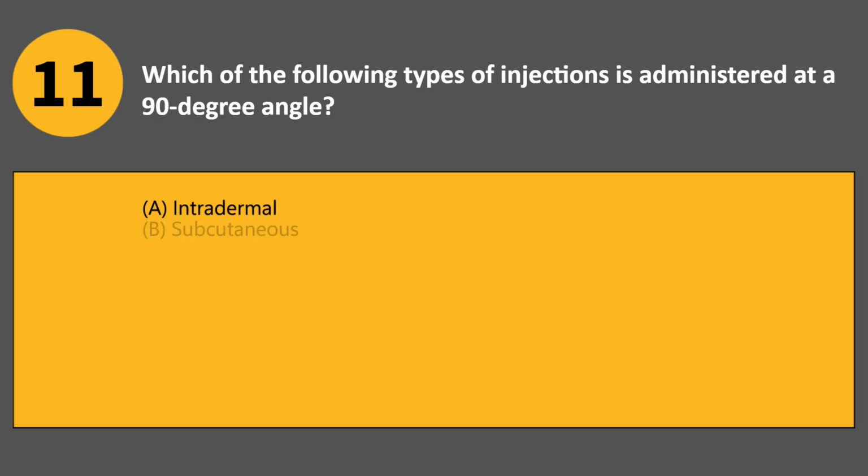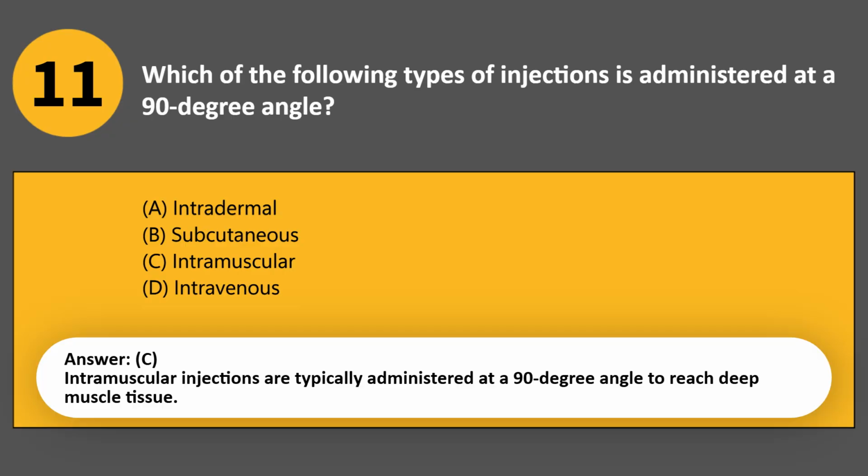Which of the following types of injections is administered at a 90-degree angle? A. Intradermal. B. Subcutaneous. C. Intramuscular. D. Intravenous. Answer C. Intramuscular injections are typically administered at a 90-degree angle to reach deep muscle tissue.